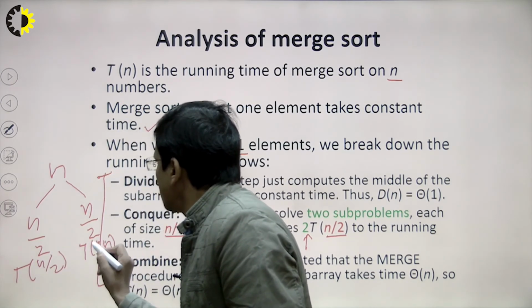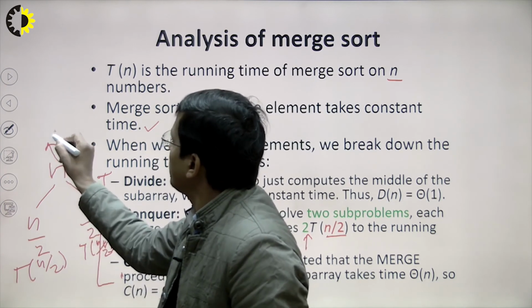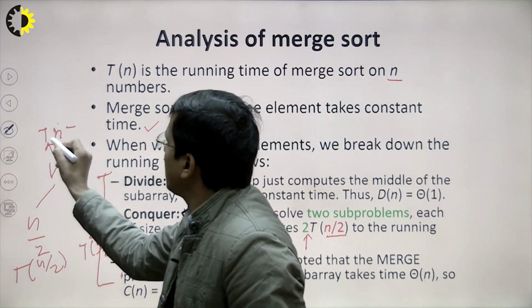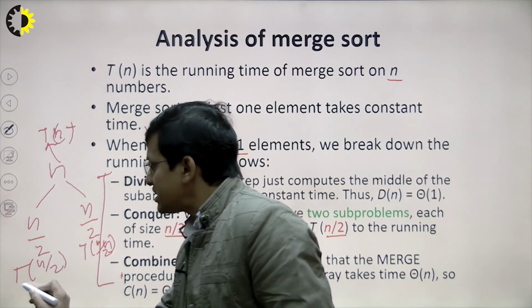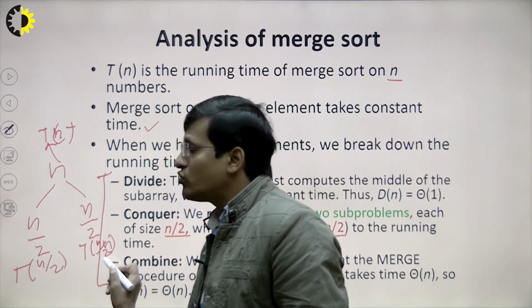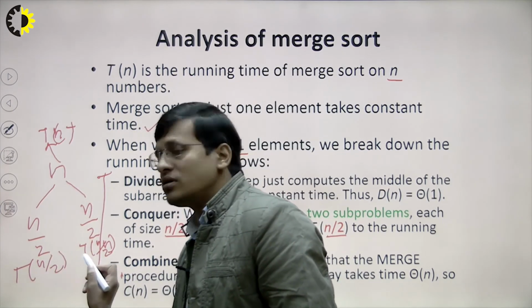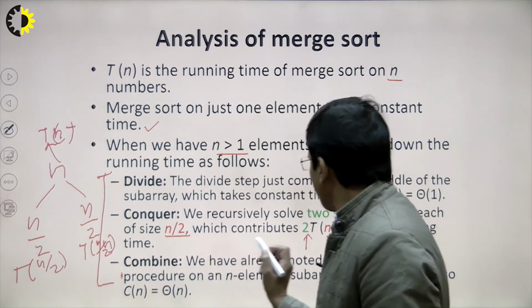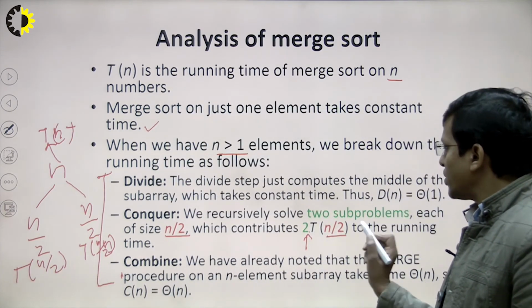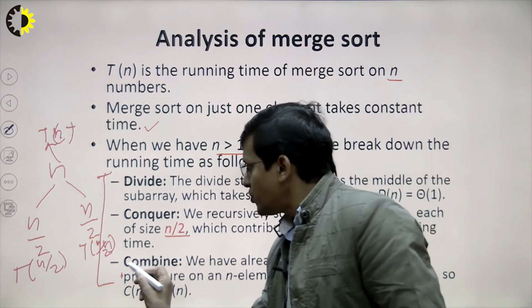Let's say suppose n number of elements take T(n) time, right? This means n/2 takes T(n/2) time. This means we have 2 subproblems, right? So that's why we are using 2 times T(n/2). Now we have to combine.